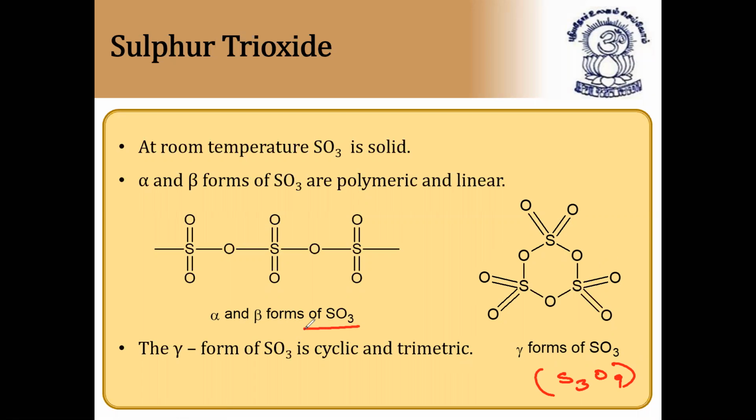Alpha and beta forms of sulfur trioxide. This is the structure of sulfur trioxide. It is polymeric in nature and the shape is linear.